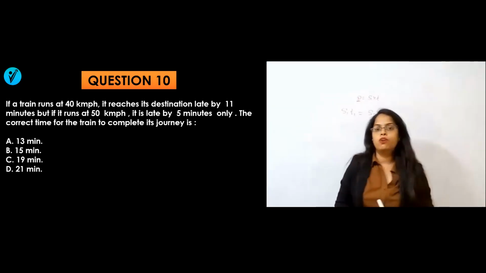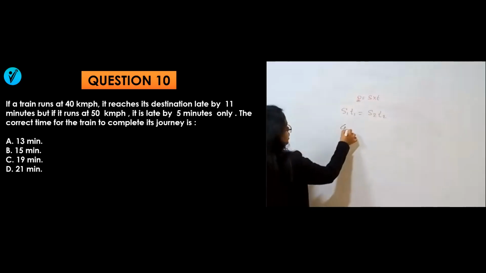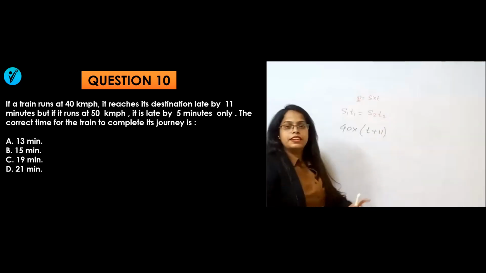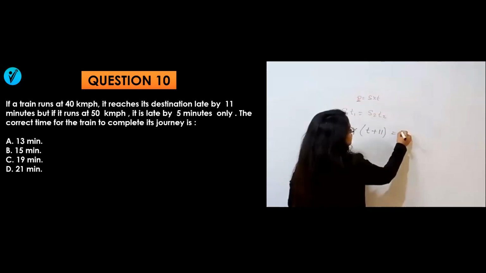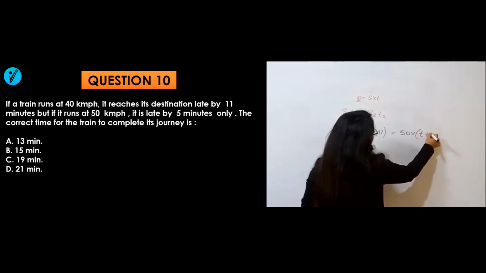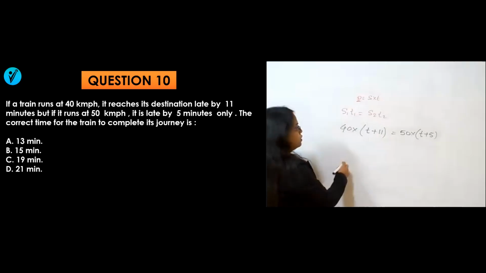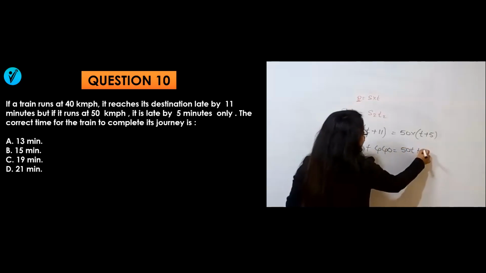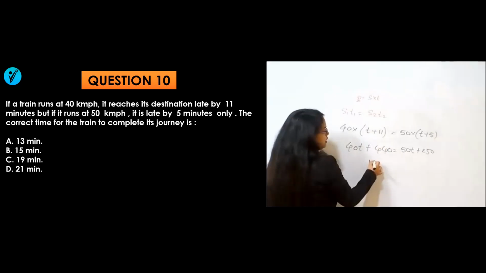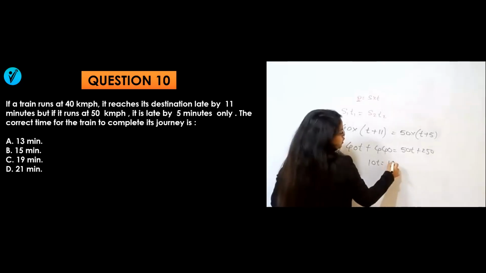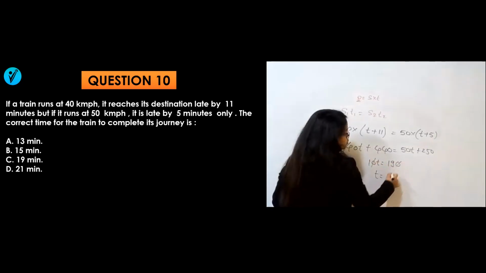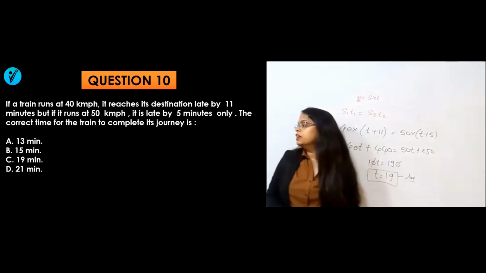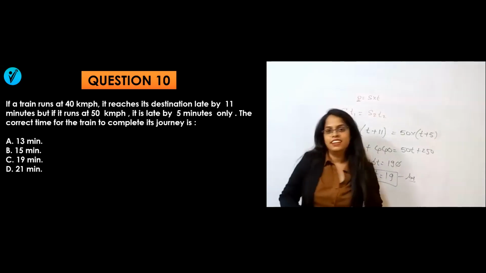On the first one, what is the first speed? It is 40. When they are going at 40, he required an extra time which is 11 minutes. Means if he required a T time, he will require T plus 11. But if he is going at 50 km per hour, then he is late by 5 minutes only. That means plus 5. If you solve this, it will be 40t plus 440 is equal to 50t plus 250. 50 minus 40 is 10t. 250 gets subtracted from 440, so it will be 190. So the value of t will be equal to 19 minutes. That will be your answer. Easier. Option C will be the answer. That's it. Let's go for the next one now.